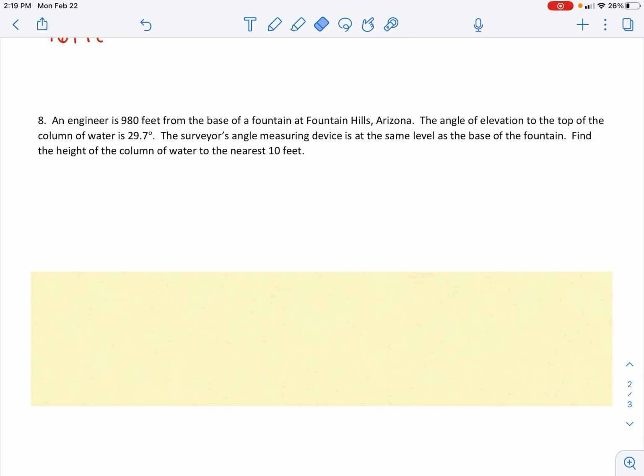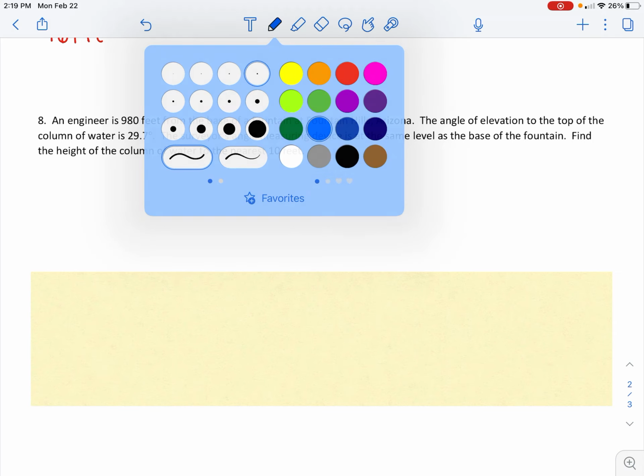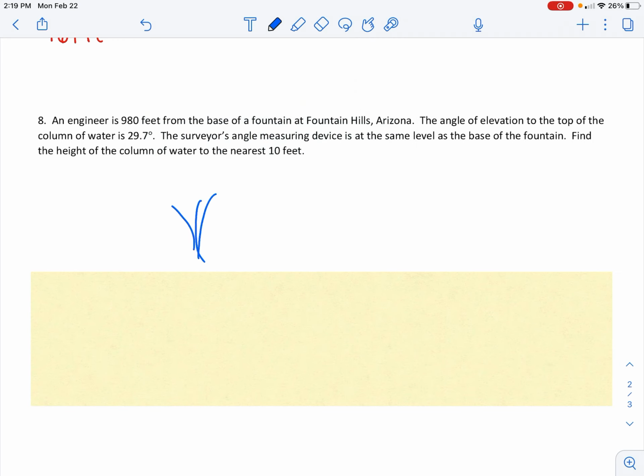So it says an engineer is 980 feet from the base of a fountain. So we have a fountain here. I don't really know what kind of fountain we got, but we got a fountain, okay? And it says an engineer is standing 980 feet from that fountain.